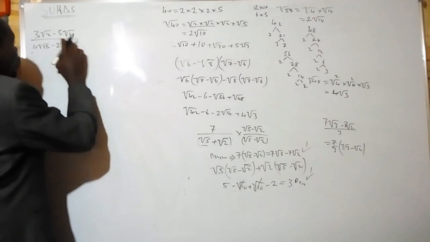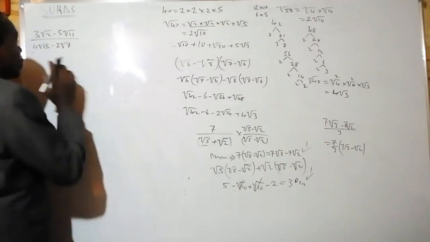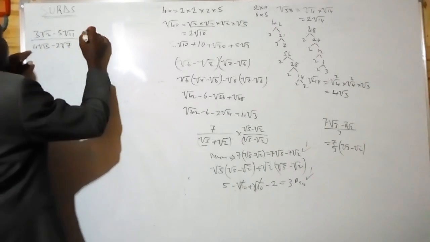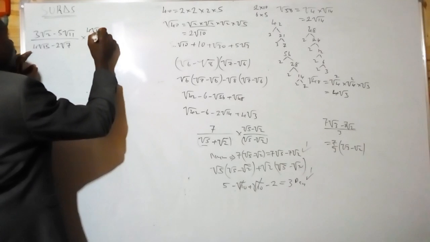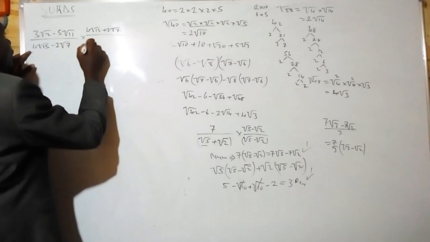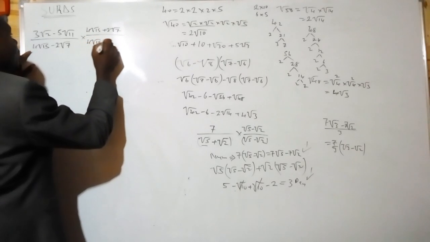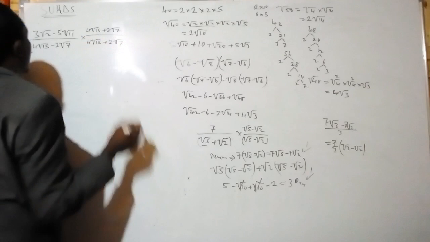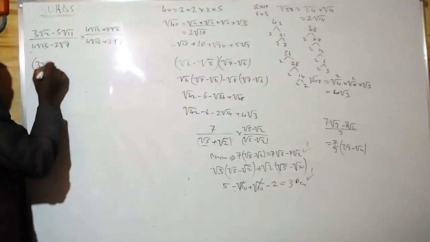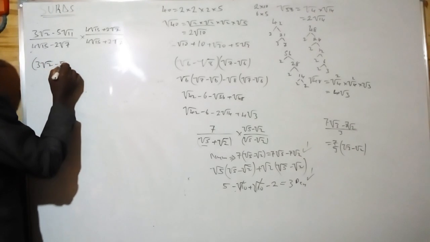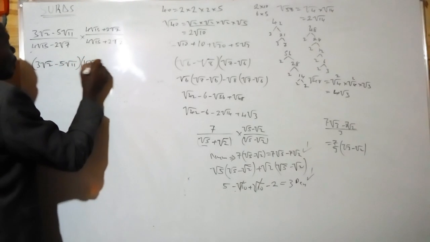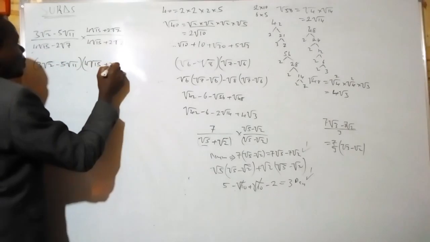But the sign, if it was positive, we multiply by negative. If it was negative, positive. Like in this case, we are going to repeat 4 root 15 plus 2 root 7 all over 4 root 15 plus 2 root 7. First of all, you do away the numerator. Open the bracket, 3 root 2 minus 5 root 11, 4 root 15 plus 2 root 7.